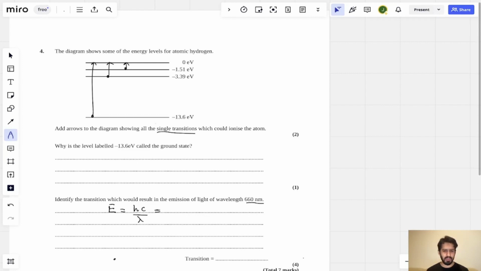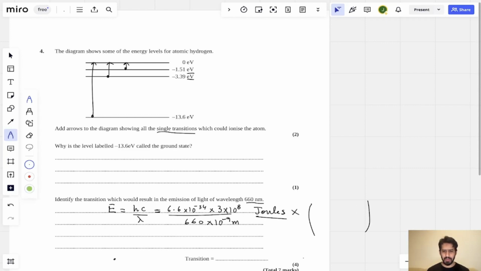We substitute all of these numbers, and you should always remember that you will get this answer in joules. But we have to compare the energy in joules with the energy of these levels, which is in electron volts. So we need a conversion factor to go from joules to electron volts. Can you figure out the conversion factor? It will be 1 electron volt divided by 1.6 times 10 to the negative 19 joules. And we use this factor because the joules will cancel, and we'll get our final answer in electron volts.